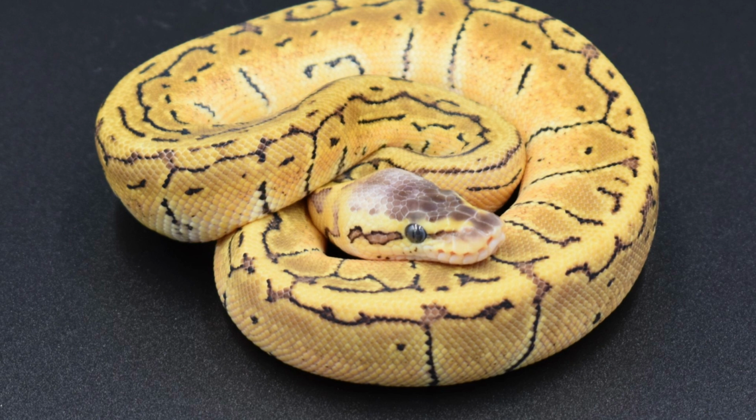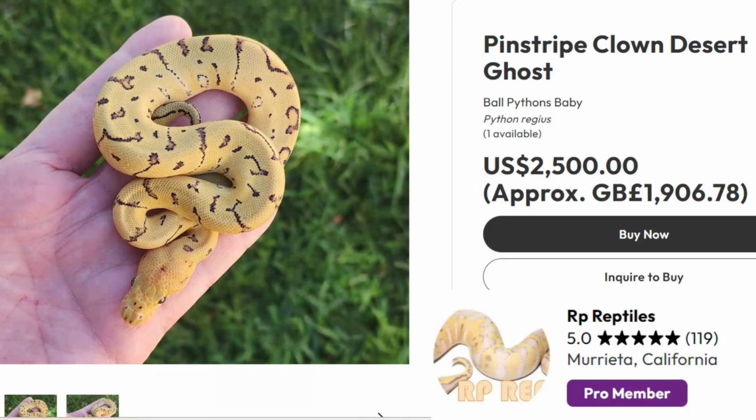Obviously, in the last year or two things have changed a bit, but anyway, it's just a really, really pretty morph, and it's got a lovely intense colour that Pastel on its own or Pinstripe on its own doesn't really have. And like I say, they're one of my go-to morphs, one of my favourites, but you can go a lot further. So this is a Pinstripe Clown Desert Ghost, produced by RP Reptiles out of California, and this is on a whole other level.